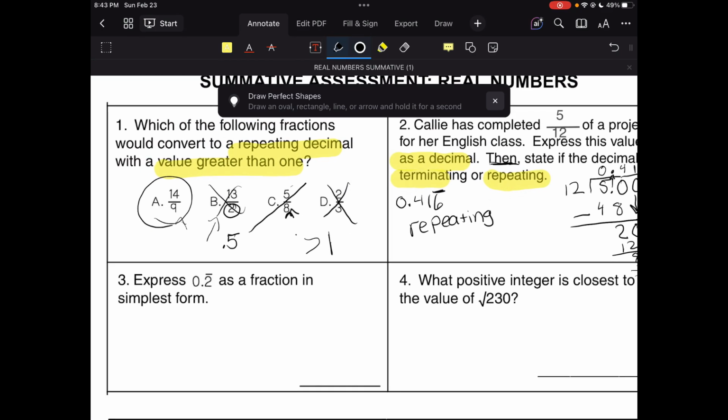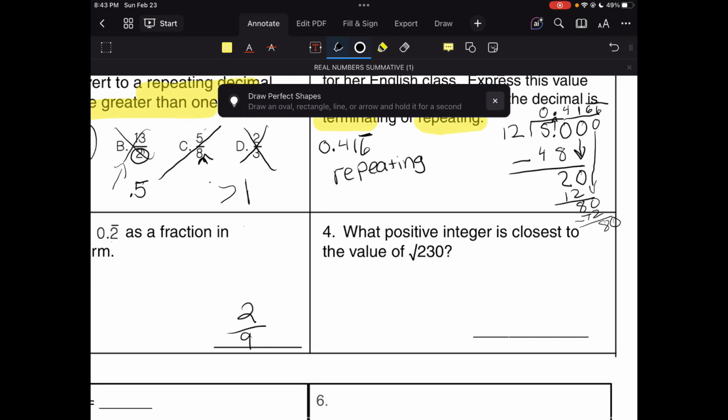2.9. Anytime you have a repeating decimal and you're trying to change it into a fraction, if it's 1 decimal place, it's over 9. If it's 2 decimal places, it's over 99. So in this case, this is just 0.2 repeating. It would be 2/9.